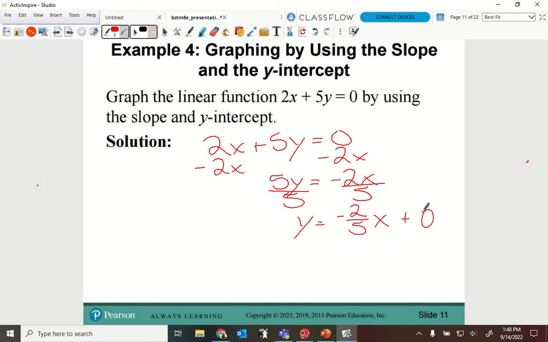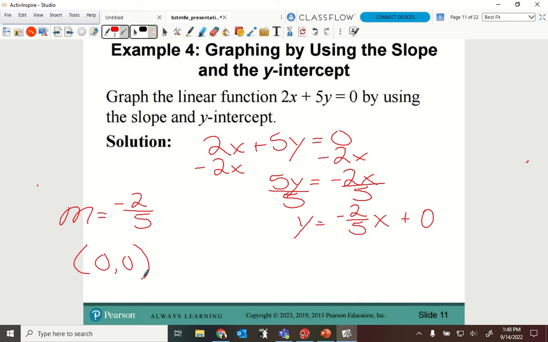So my slope is going to be what? Negative 2 over 5. And my intercept point is going to be? Say the whole thing. The point? 0, 0. So that's going to be at the origin, 0, 0. Easy? Yeah. ¿Está muy fácil? Sí, muy fácil. All right.